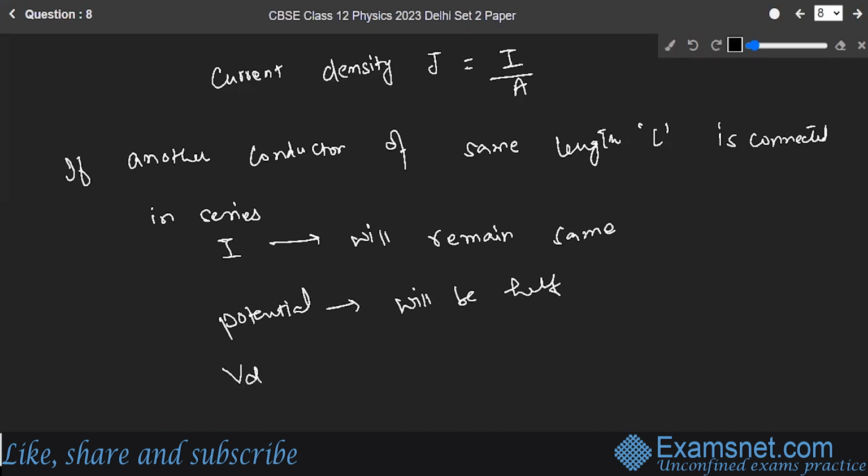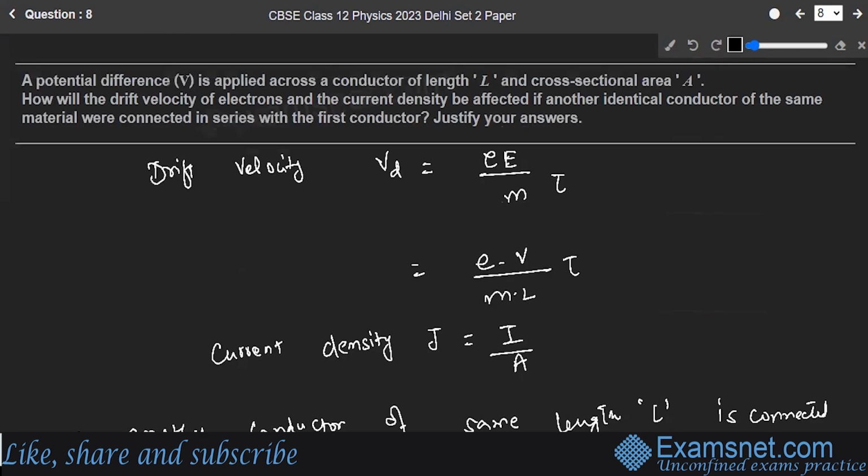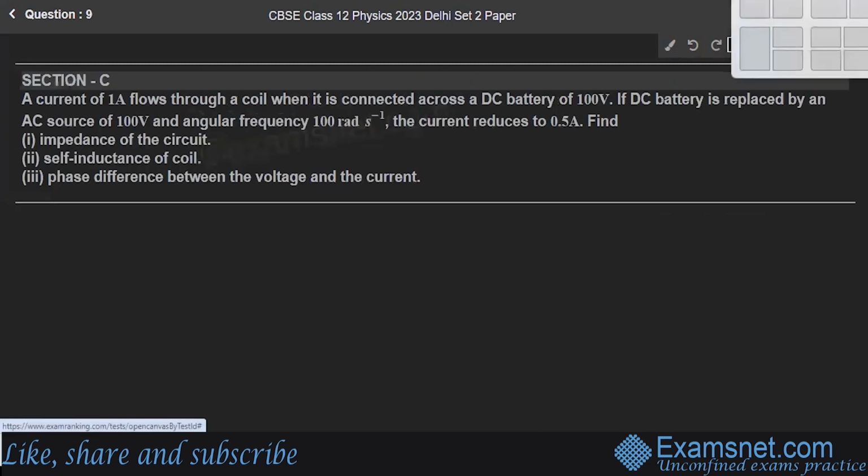So drift velocity will become half of the original one, like Vd dash will be equal to half of Vd, and this current density will remain the same because this is independent of the L. So hope you understood this. Let's move to the next question, number 9.